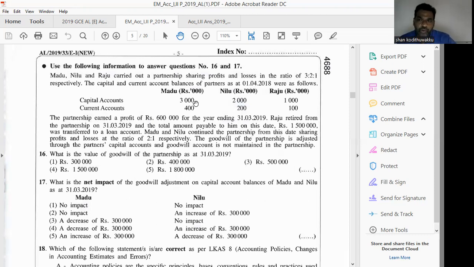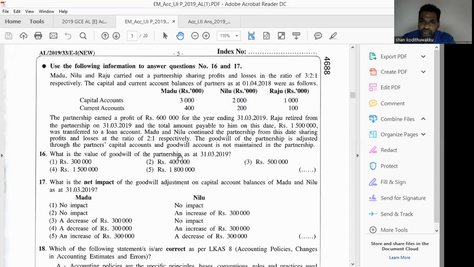Like how to account for goodwill: depending on the old profit sharing ratio, we have to credit all partners' capital accounts. Depending on the new profit sharing ratio, we have to debit the existing partners' capital accounts. Then depending on the old profit sharing ratio 3:1, we credited 300 for Raju, Nilu 600 and Madhu 900. Depending on their new profit sharing ratio 2:1, we have to debit the existing partners Madhu and Nilu.